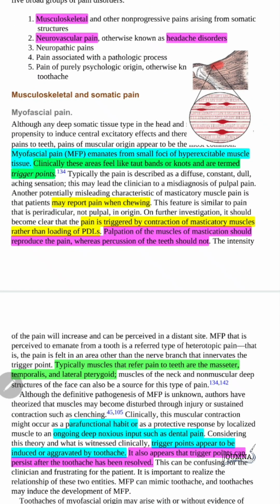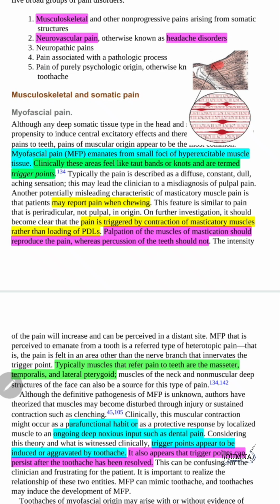When we have a problem in the muscle, the patient may report that he has pain in chewing, which means that the mastication muscles are responsible for the pain of this type. The pain is triggered by contraction of masticatory muscles, and they can be indicated by the palpation.